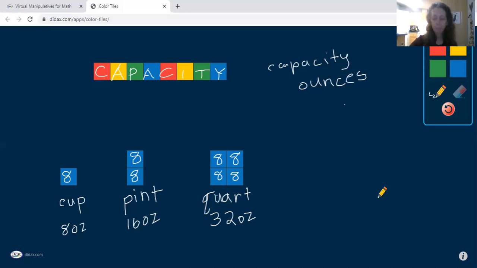All right, my next one is a gallon. I need to leave a lot of space for this because this is a biggie. A gallon.